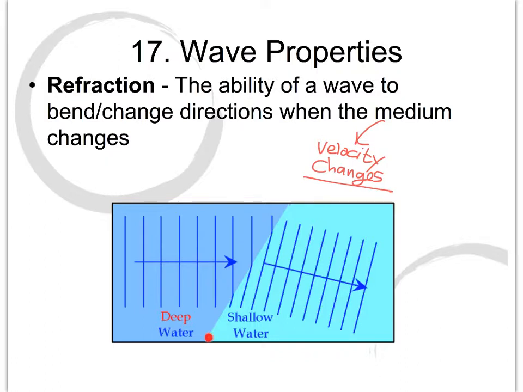Okay, when they hit this boundary that divides the deep and the shallow water, what we see is the waves are going and they make a turn. They change the direction in which they are moving. Okay, and that's because the velocity changes. That ultimately leads to a change in direction.